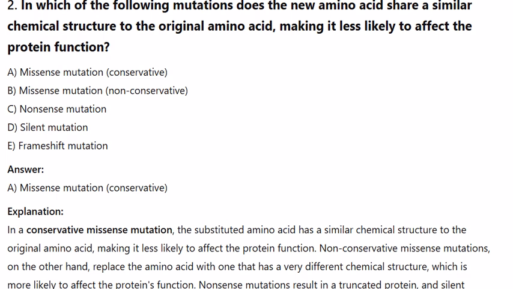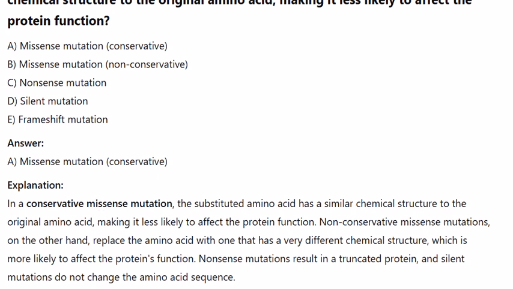In a conservative missense mutation, the substituted amino acid has a similar chemical structure to the original amino acid, making it less likely to affect the protein function. Non-conservative missense mutations, on the other hand, replace the amino acid with one that has a very different chemical structure, which is more likely to affect the protein's function. Nonsense mutations result in a truncated protein, and silent mutations do not change the amino acid sequence.